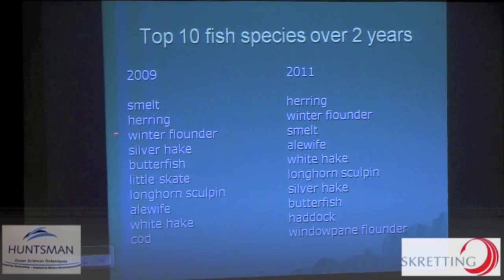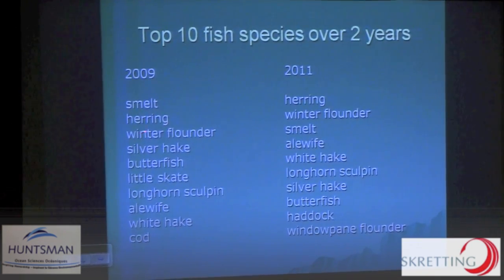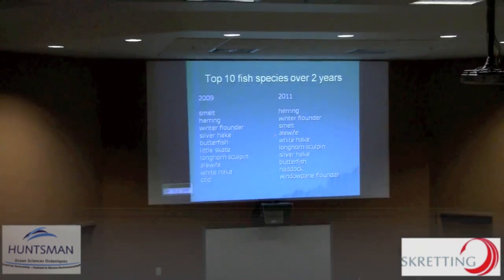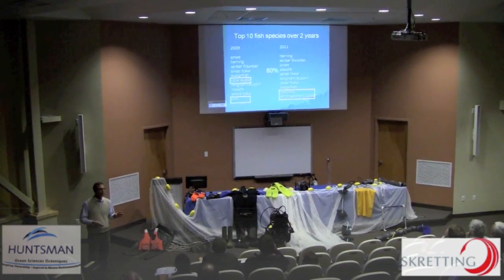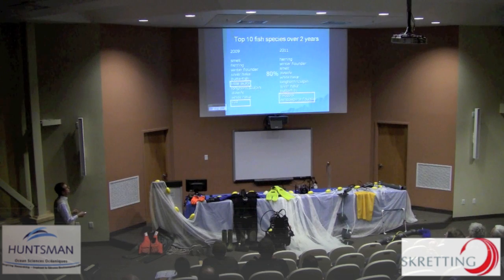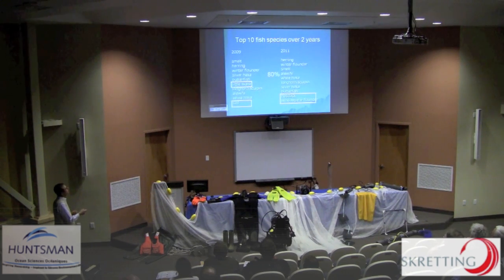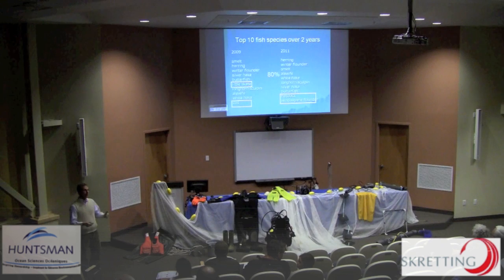So smelt, herring, winter flounder are really the dominant species in 2009. They're also pretty dominant in 2011. There's a little bit of variation, but really, the 2 samples are about 80% similar, and the only differences that we saw in these top 10 were the dominance of little skate and cod in the 2009 sample being replaced by haddock in the 2011. That's not to say these species weren't here, they just didn't make that top 10 list. So really pretty similar samples, a little bit of variability in terms of just the top 10. But when you look at all the species combined, you see big differences in terms of number of species and diversity.